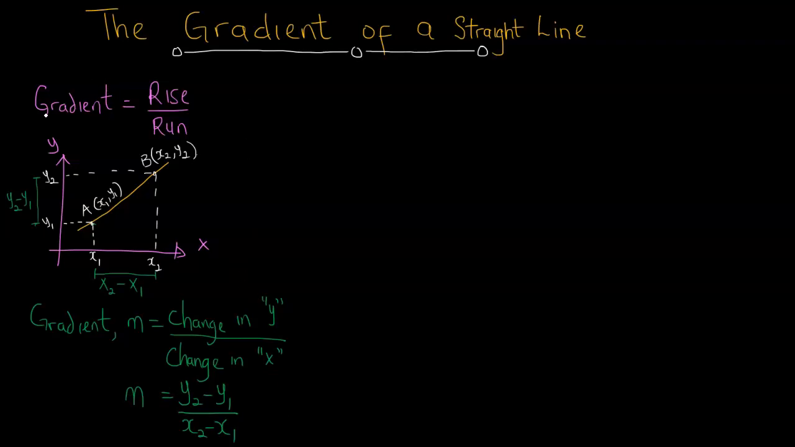Now, the gradient is also known by another name. It's also called the slope. What this tells us is that to obtain the gradient of a straight line, we just need the coordinates of the pair of points, x1, y1, x2, y2. We substitute into the formula and we'll get our gradient. Let's take a few examples.